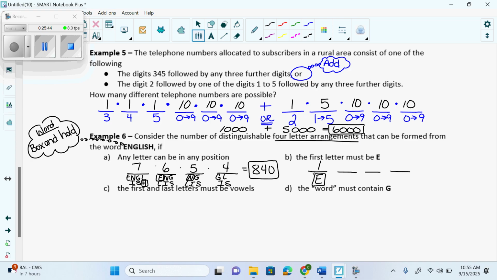So now I have N-G-L-I-S-H. How many options? 6. There's 6 letters. I have to hold one. I'm going to hold the H. So now I have N-G-L-I-S, which is 5. Say I hold the I. Then I have N-G-L-S, which is 4.